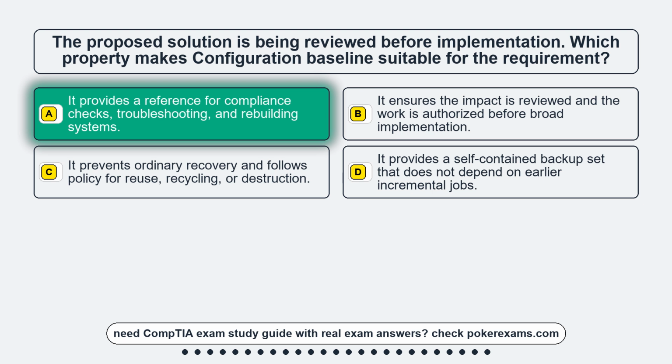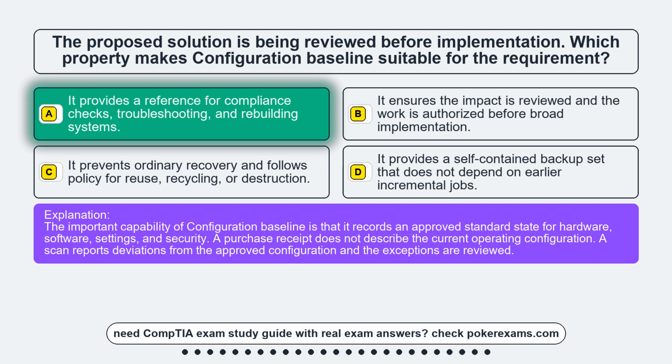It provides a reference for compliance checks, troubleshooting, and rebuilding systems. The important capability of configuration baseline is that it records an approved standard state for hardware, software, settings, and security. A purchase receipt does not describe the current operating configuration. A scan reports deviations from the approved configuration and the exceptions are reviewed.